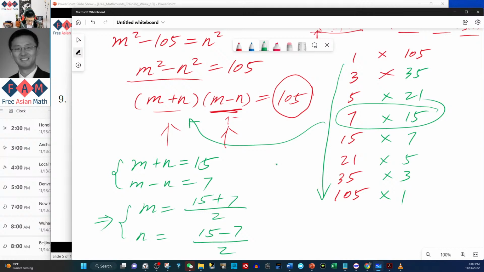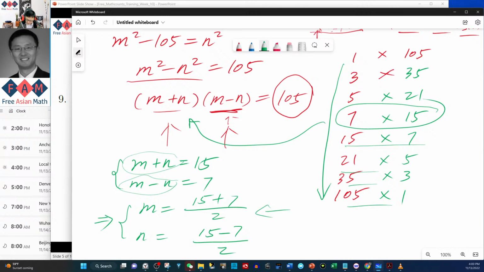You just add up the left-hand side, divide by 2, and that gives you m. If you subtract this from this, you get 2n. Again, you have to divide it by 2. So this is really fundamental. But the point is that each such pair will give you a solution like this.